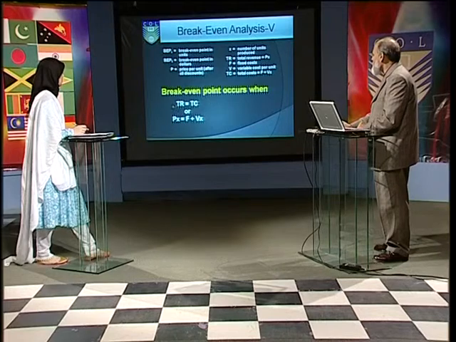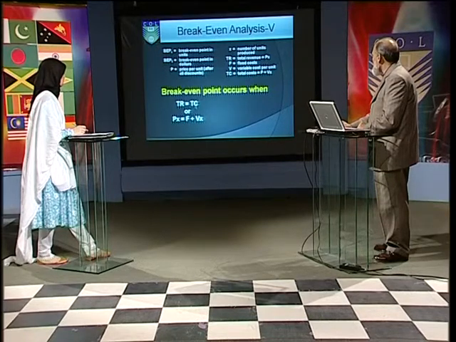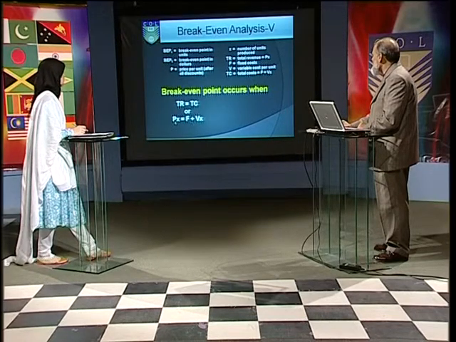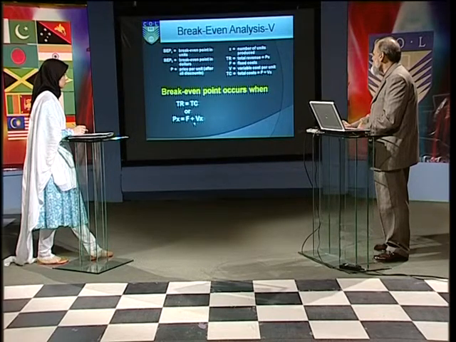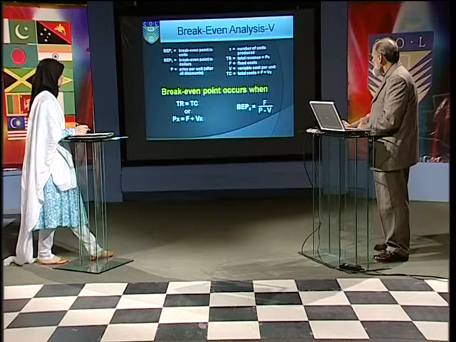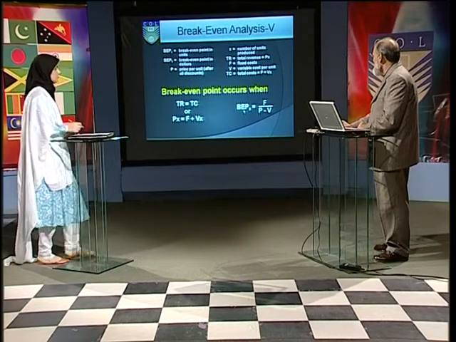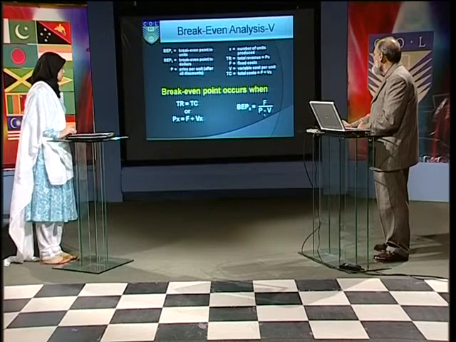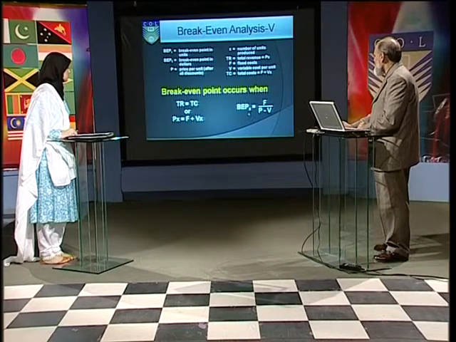Now, break-even point occurs where your total revenues are equal to total cost, or total revenue PX is equal to total cost, which is F plus VX. You equate total revenues with total cost. Where your total revenues and total cost are equal, that is your break-even point. Now, break-even point in terms of number of units is F over P minus V. P is price, V is variable cost, F is fixed cost. That is break-even point in number of units.